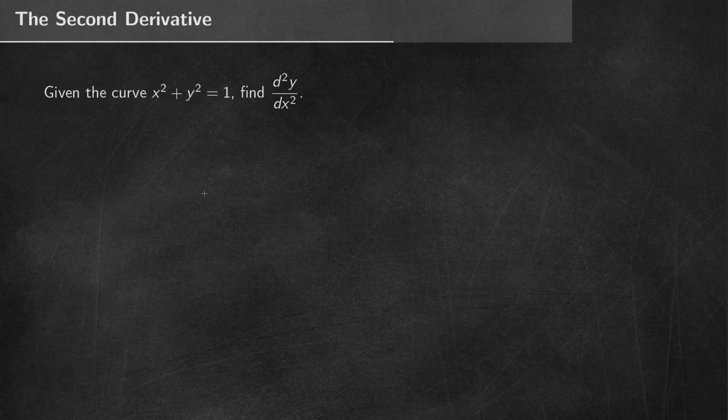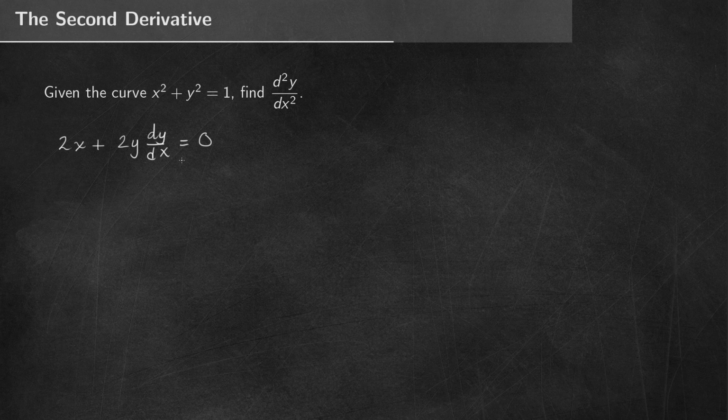Let's do another second derivative example. Here our equation is x squared plus y squared equals 1. We want to find the second derivative. So we start by finding our first derivative. Derivative of x squared, 2x, plus derivative of y squared, 2y dy/dx, equals the derivative of 1 is 0.